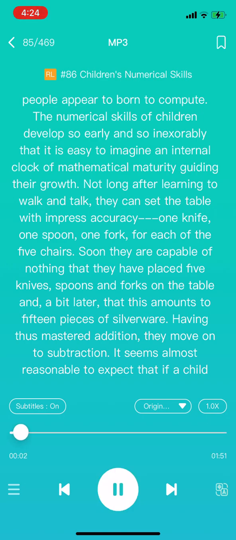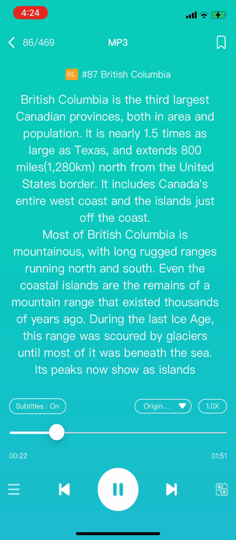British Columbia is the third largest Canadian province, both in area and population. It is nearly 1.5 times as large as Texas and extends 100 miles north from the United States border. It includes Canada's entire west coast and the islands just off the coast. Most of British Columbia is mountainous, with long rugged ranges running north and south. Even the coastal islands are the remains of a mountain range that existed thousands of years ago. During the last ice age, this range was scored by glaciers until most of it was beneath the sea. Its peaks now show as islands scattered along the coast.